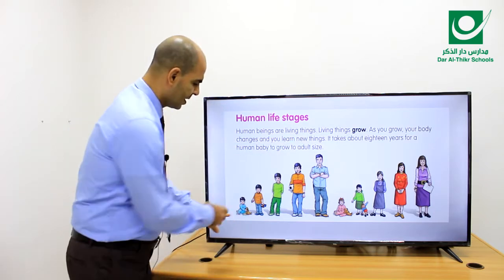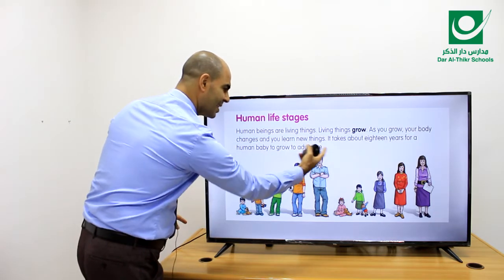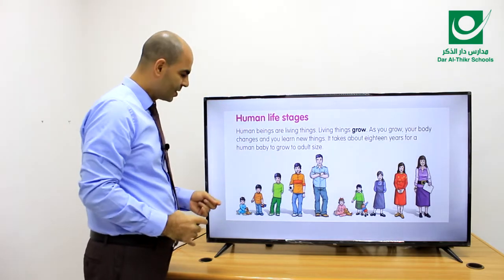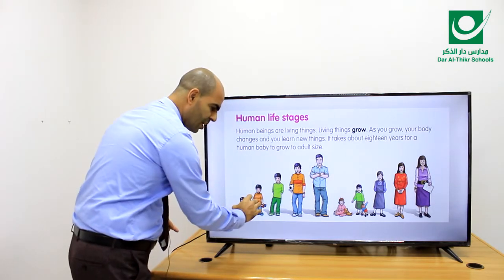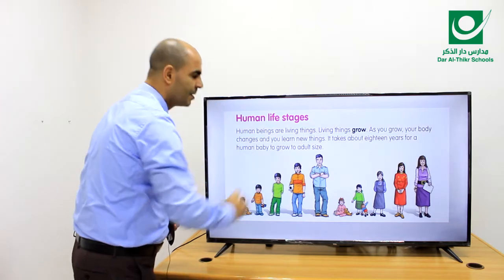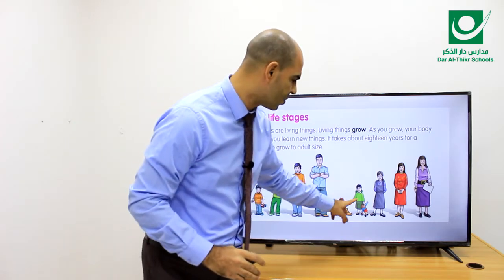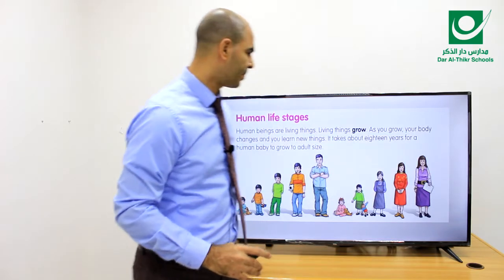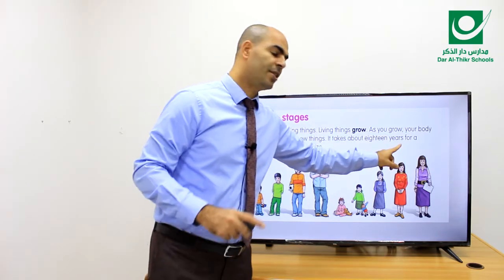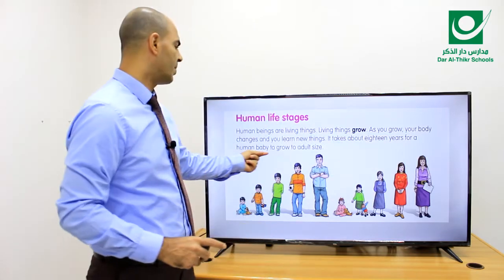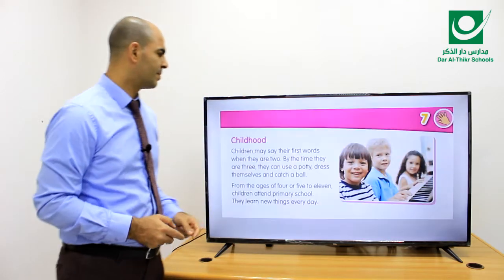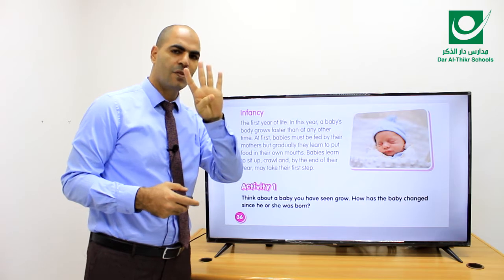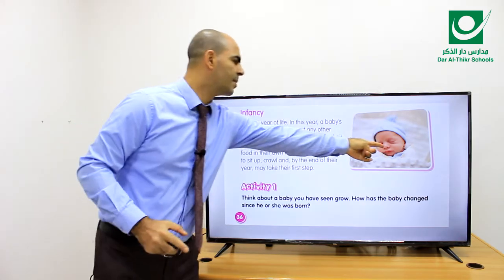You see, this baby becomes this man after some years, after some time. So we grow. He grows into a child, then you see. And here is the baby girl that grows into a child, then an adolescent, then a woman. It takes about 18 years for a human baby to grow to adult size. Let's talk about the stages one by one. We have 4 stages. The first one, infancy.